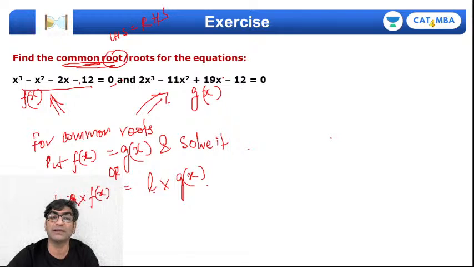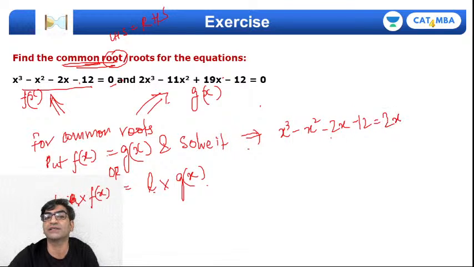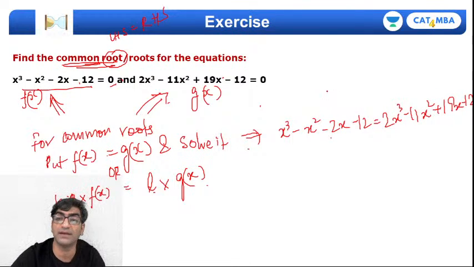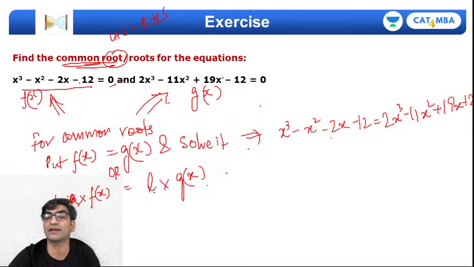But by multiplying them with k and l and equating them, I can probably hope to cancel out x cube. दोनों तरफ से देखो, अगर मैं fx equal to gx करता हूं तो यहाँ पे मैं करता हूं x cube minus x square minus 2x minus 12 equals 2x cube minus 11x square plus 19x minus 12, right? बट इसका मुझे कुछ फायदा नहीं मिलता क्योंकि x cube रह जाएगा. This will continue to remain as a cubic equation.